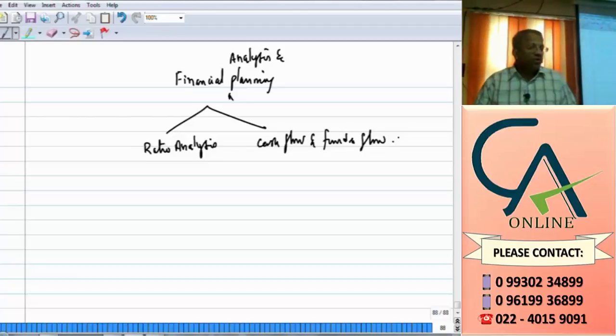But if you look into the content, there are only two topics you have. One is ratio analysis, the other is cash flow or fund flow analysis. What do you have in the case of ratio analysis? What is it that we will be studying?